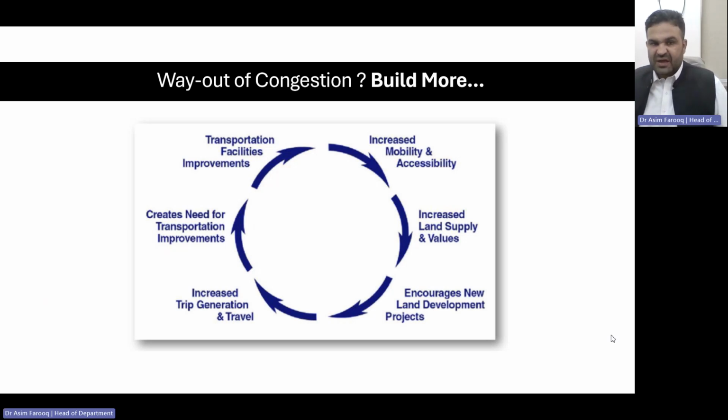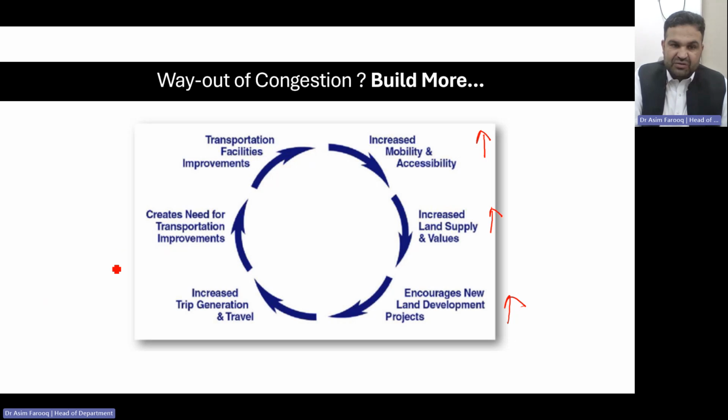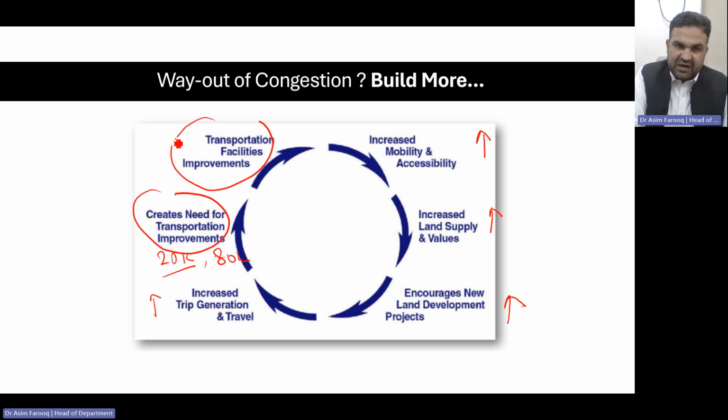So now the question is, is there any way out? This is a very typical example. Whenever we want to increase mobility and accessibility, we need more land. And of course, with the passage of time, the value of the land increases. Then new developmental projects bubble up, which also increase trips and the number of people who travel. After some time, for example, planning for 20,000 people, after 5 or maybe 10 years we need planning for many more. So of course, more improvements are required, and more transportation facilities are also needed.